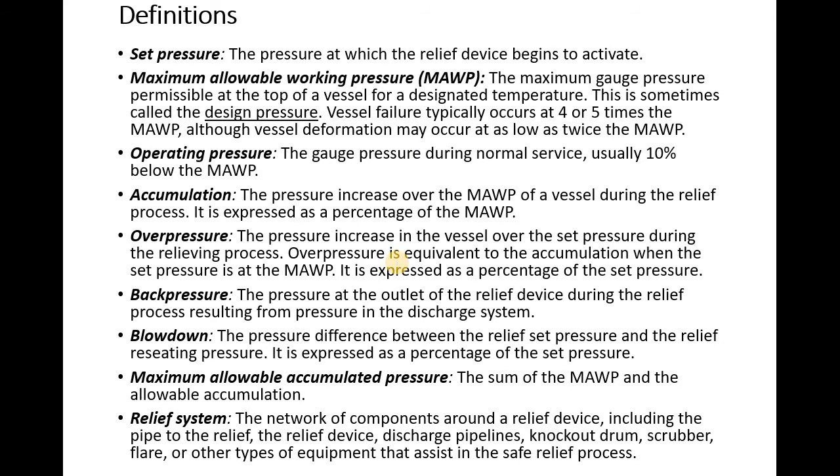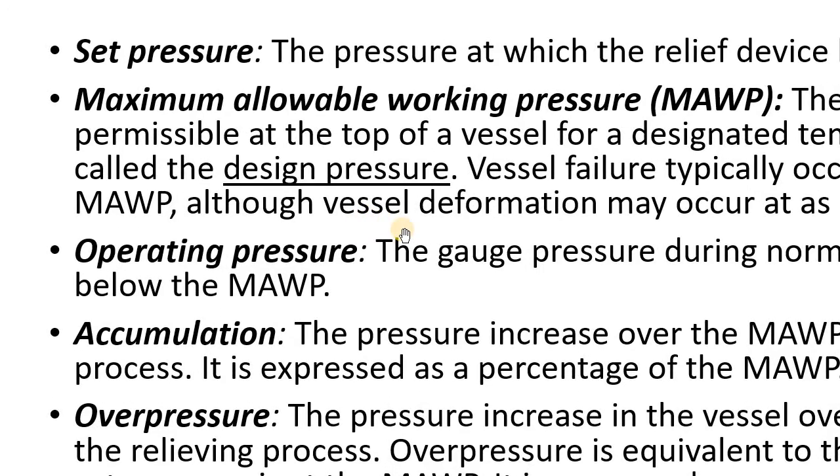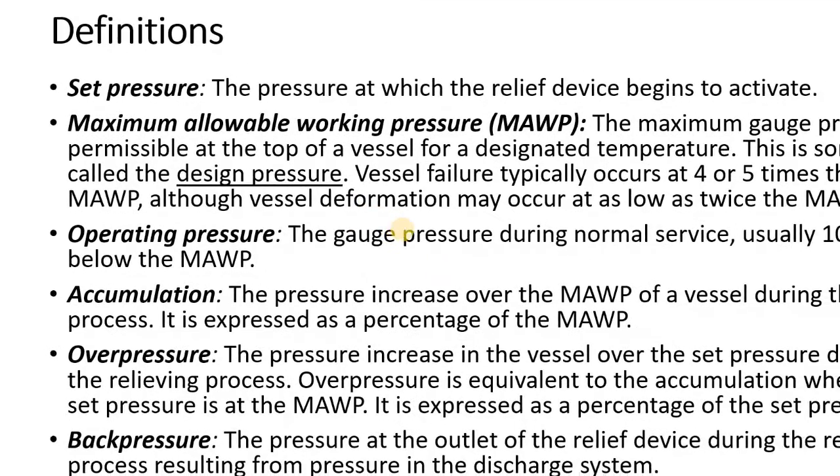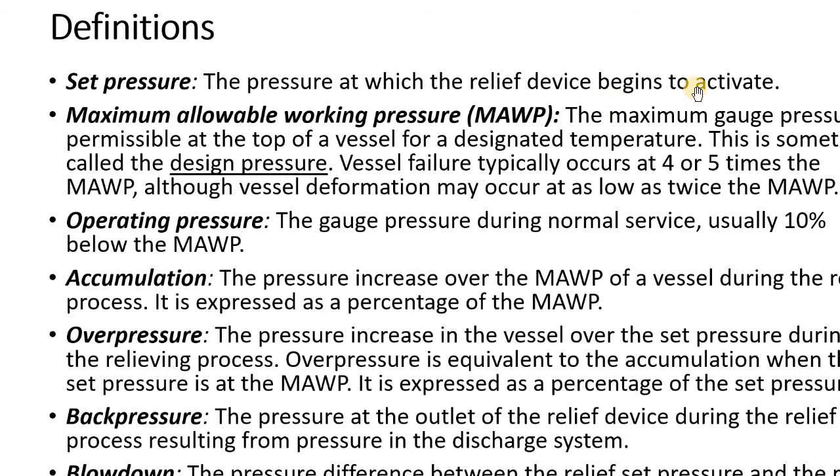So what do we have here? Let me zoom in. So we have the set pressure, the pressure at which the relief valve begins to activate to open. What is the maximum allowable working pressure? The maximum gauge pressure at the top of the vessel. So that is what the equipment can withstand.